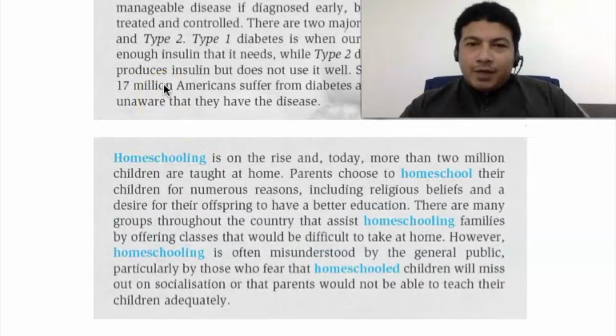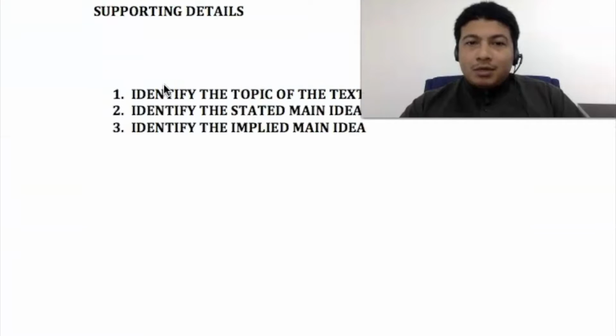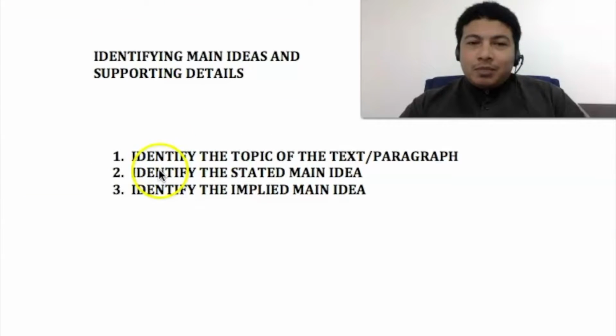Now that we have identified the topic of the paragraph or the article, we can proceed with identifying the stated main idea. So there are two types of main ideas. One is stated, one is implied. So stated and implied are the opposite.